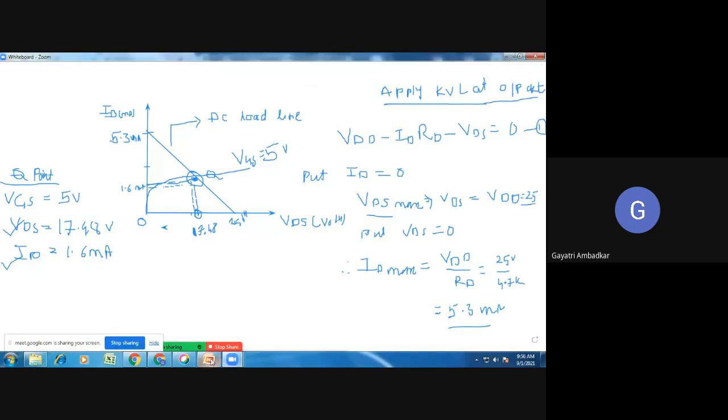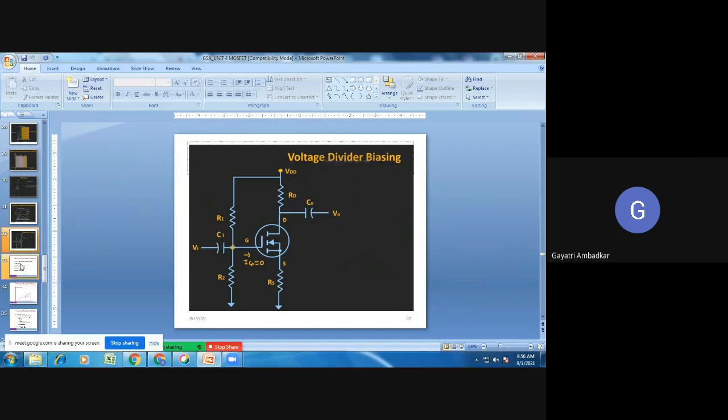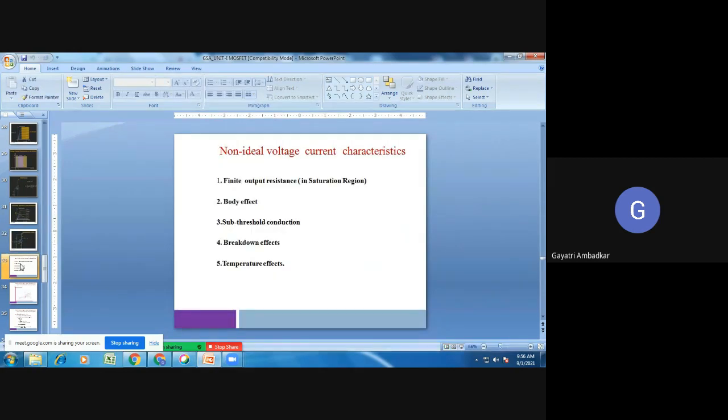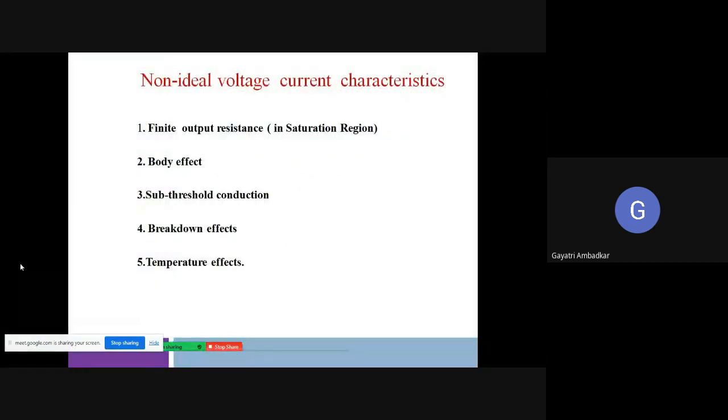Let us move to an important factor: non-ideal characteristics of MOSFET. Can you see my screen? Yes, ma'am. Thank you. So today we'll extend by 5 minutes only, because initially we have discussed other things.